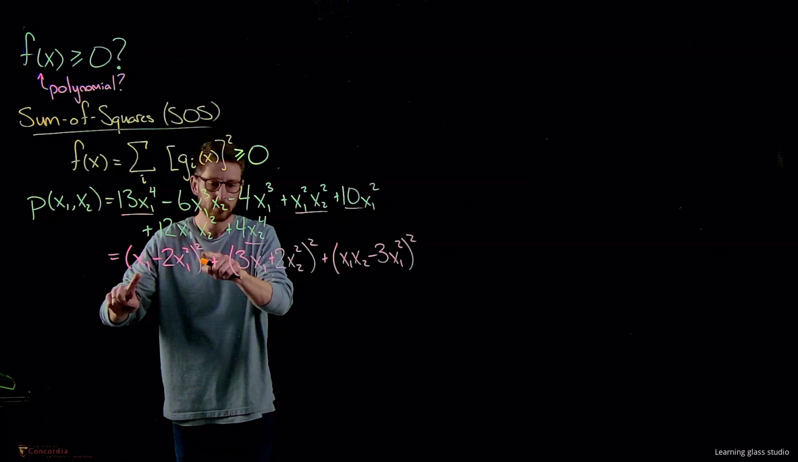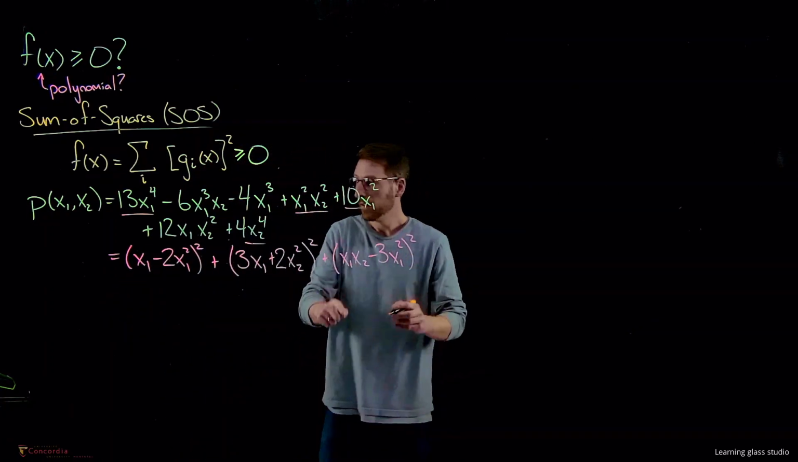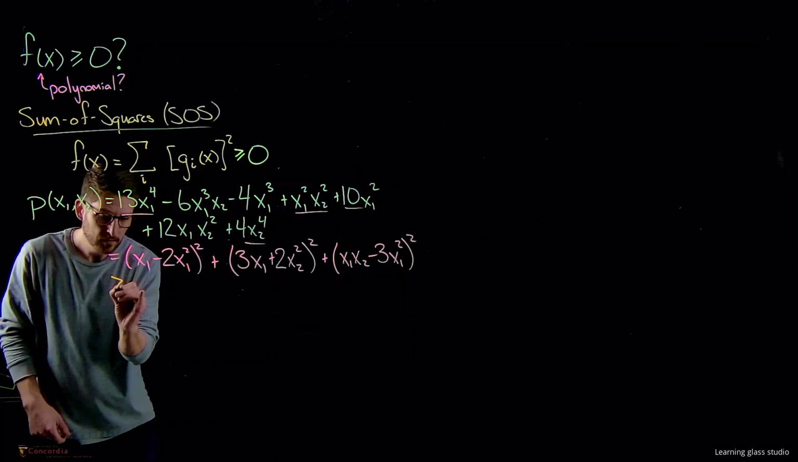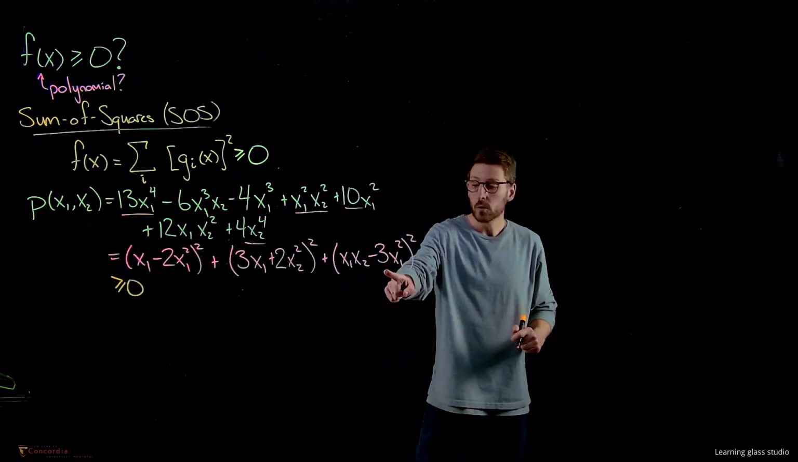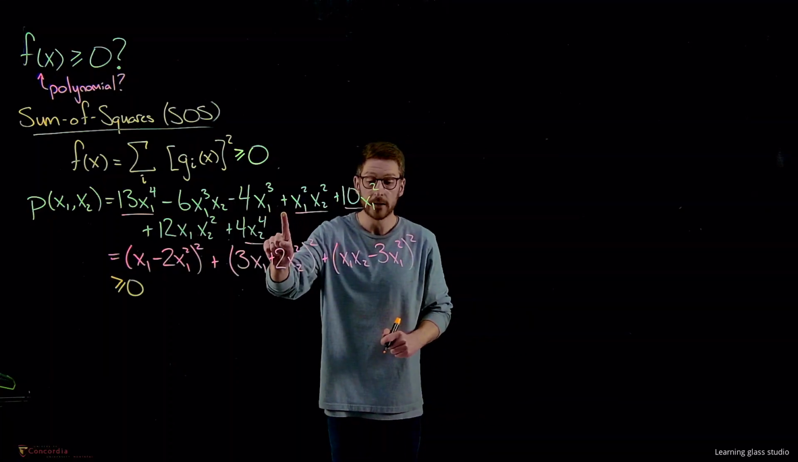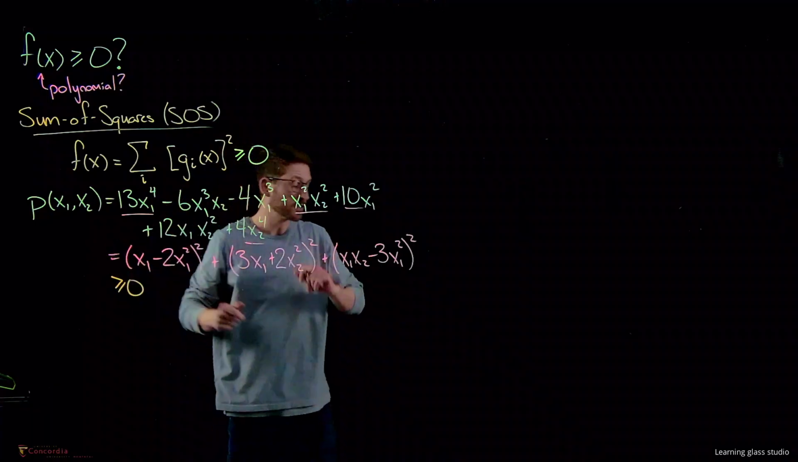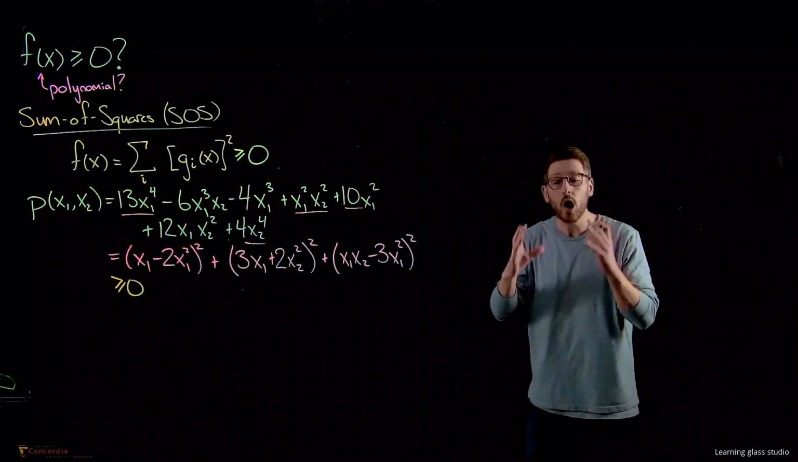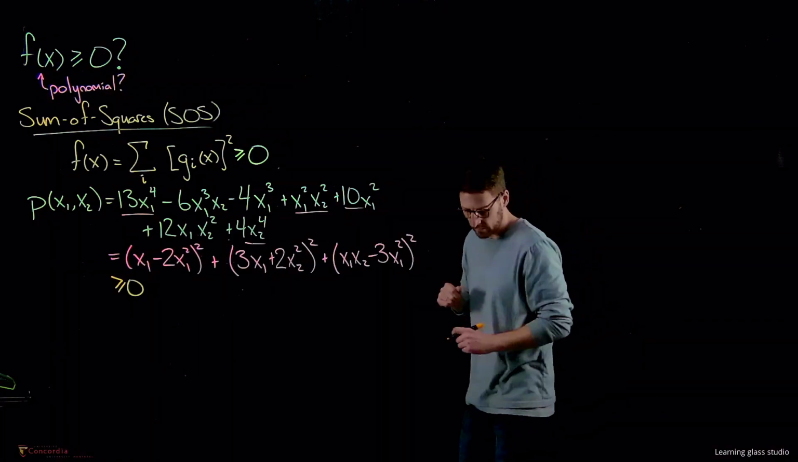Function squared plus function squared plus function squared. This is greater than or equal to 0. This is a sum of squares representation of a different function. It is exactly what I just said right here. And of course, the sum of squares representation automatically, trivially verifies that this thing is non-negative.